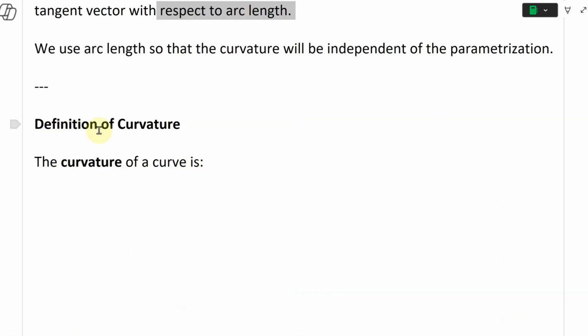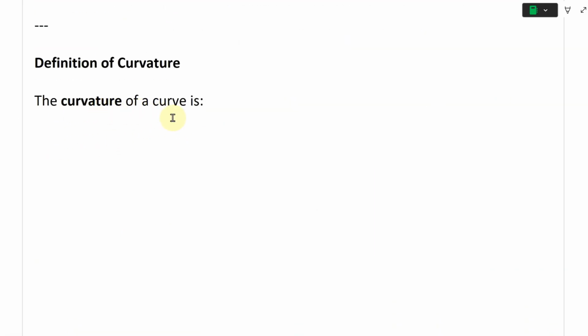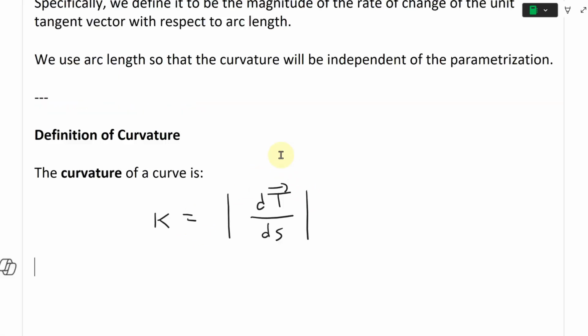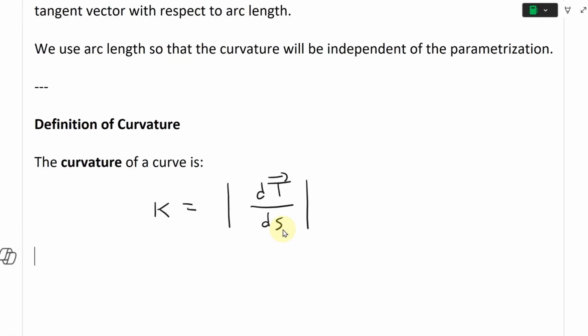All right, so going further, the definition of curvature. The curvature of a curve is denoted with the Greek letter kappa. It looks like a K, but it's a bit smaller and slightly different looking. So this is going to be the length of dT over ds, the length of the derivative of the unit tangent vector with respect to the arc length as opposed to the parameter t.